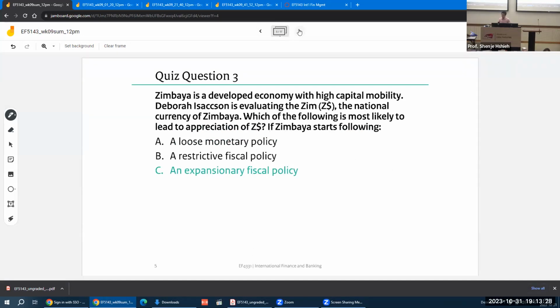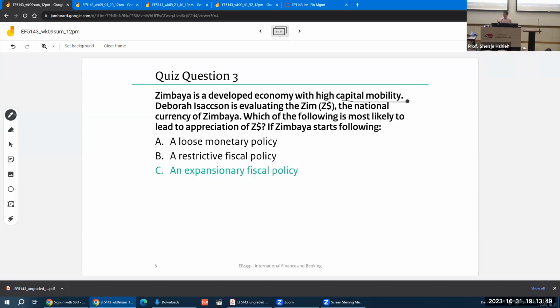Zimbabwe here has developed an economy with high capital mobility. Capital mobility just means that there are no regulations that block the flow of investments, funds, and money. So for example, Hong Kong would be very, very high mobility. You can move money out, you can move money in, nobody cares, right? That's Hong Kong, and that's also Switzerland and Singapore.